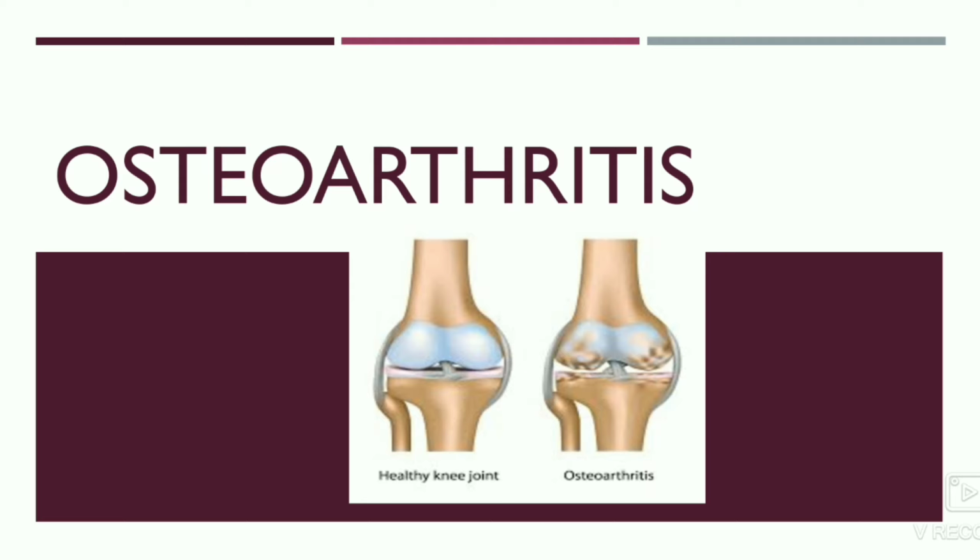Hey guys, now we are going to discuss osteoarthritis from Roga Nidana, that is pathology. Here you can see a healthy knee joint and a knee affected with osteoarthritis. See the depletion of synovial fluid and articular cartilage from the knee joint, which results in osteoarthritis. Before moving to the topic, let's have a look at the case study.